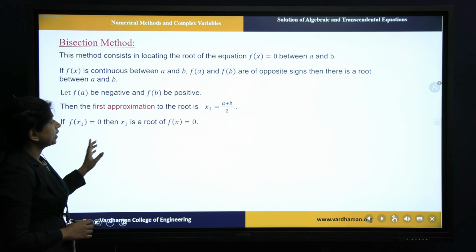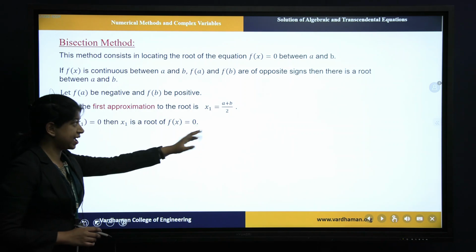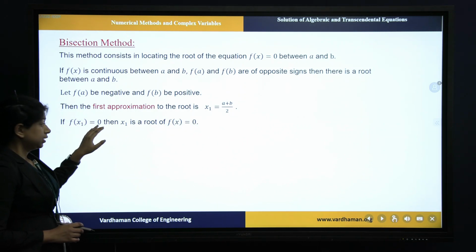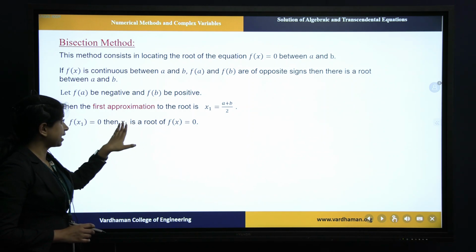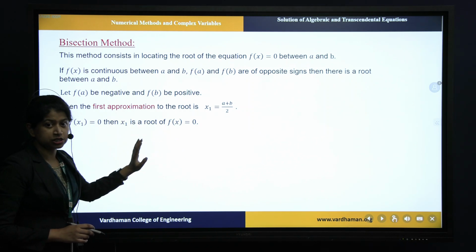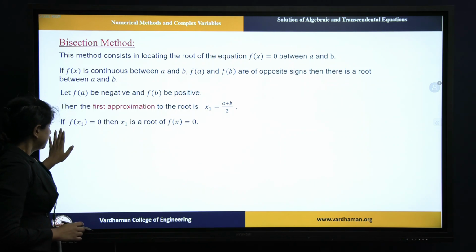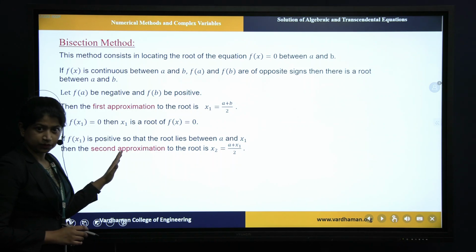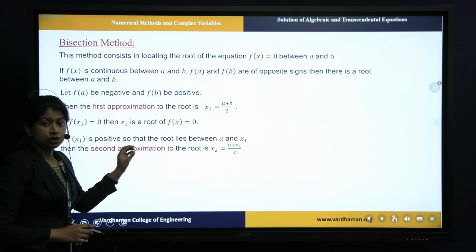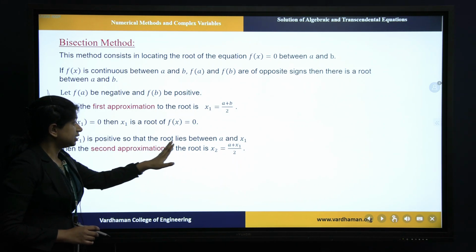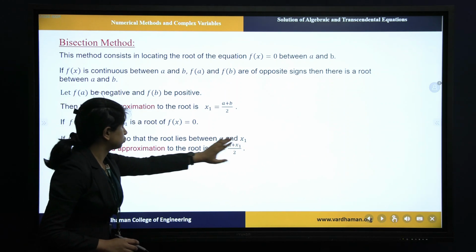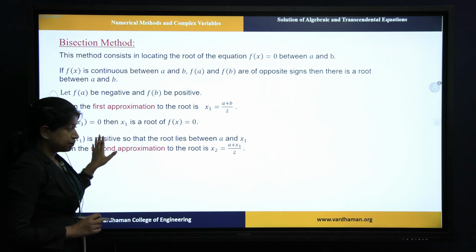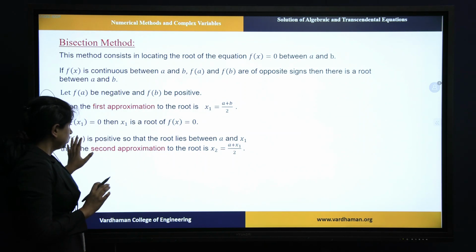Now we need to find the function value at this x1. If the function value at x1 is 0, then we say that x1 is a root of f(x) = 0. If this is not 0, and f(x1) is positive, then we get that the root lies between a and x1, because f(a) is negative and f(x1) is positive. By the intermediate value theorem, a root lies between them.